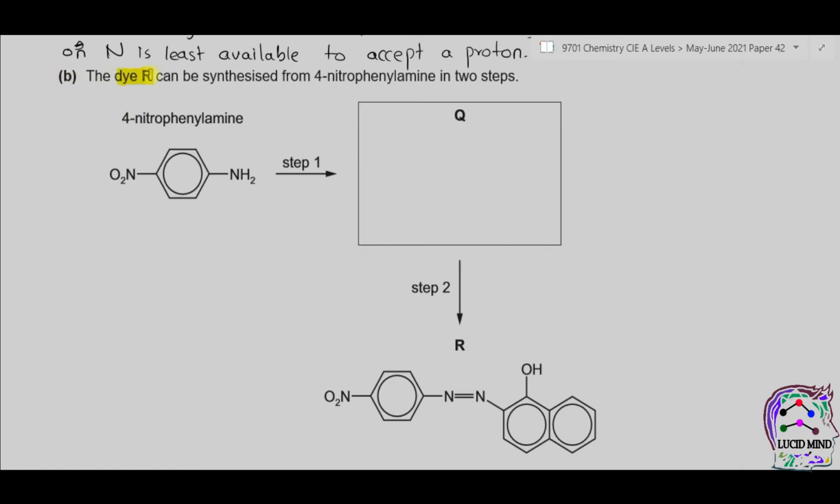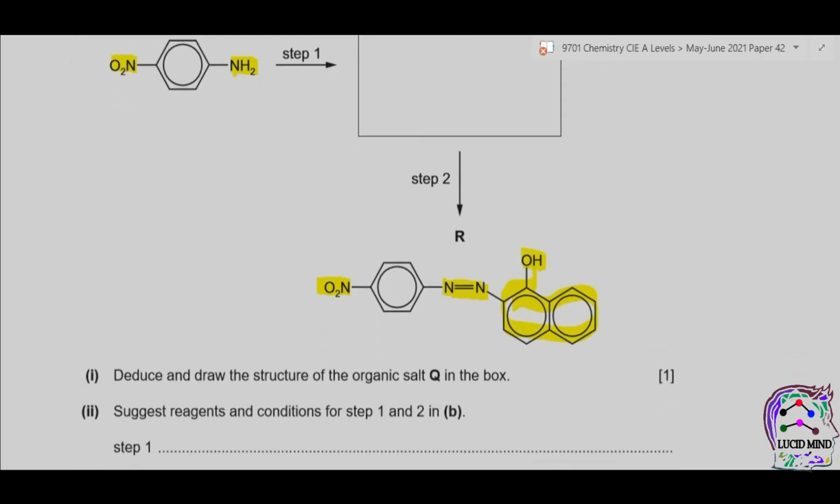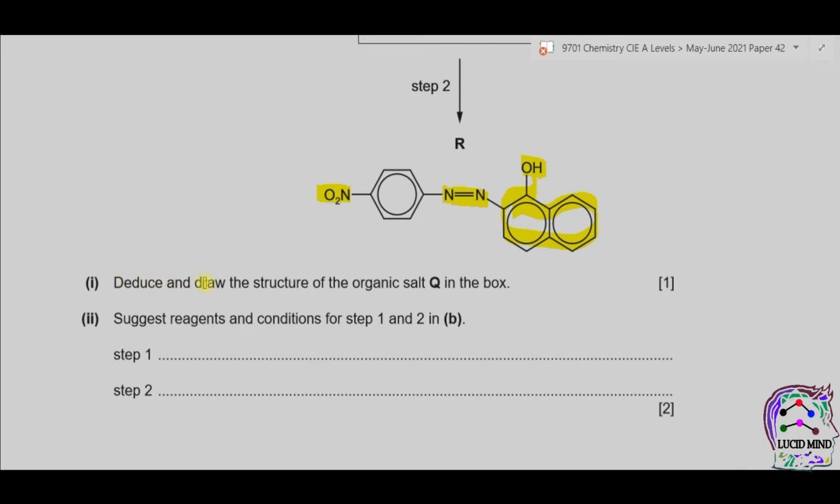Part B, the dye R can be synthesized from 4-nitrophenylamine in 2 steps. This is R, this is azo dye. We have nitro group and amine group in the reactant, and in the product we have nitro group, nitrogen bridge, and also this thing is present which is called naphthol. Part 1, deduce and draw the structure of organic salt Q in the box. Second is to suggest reagents and conditions for step 1 and step 2 in B.